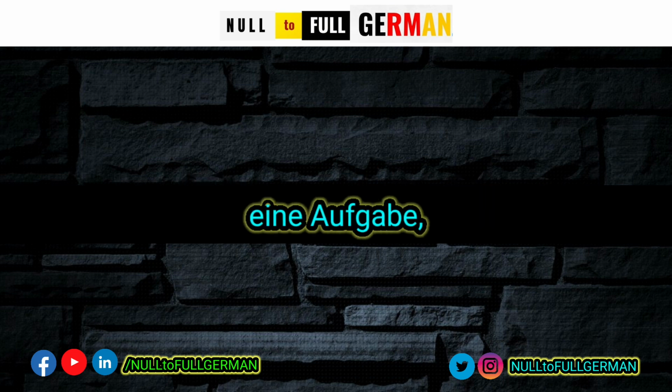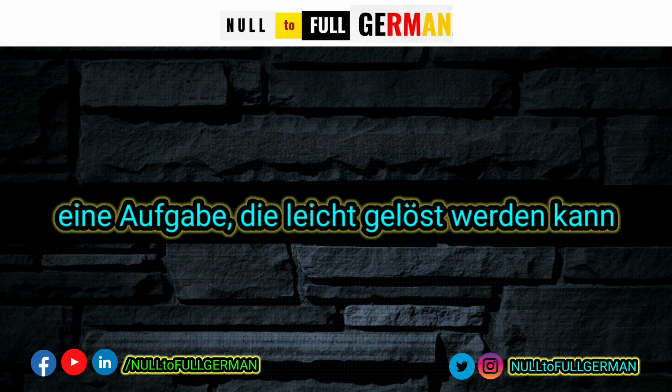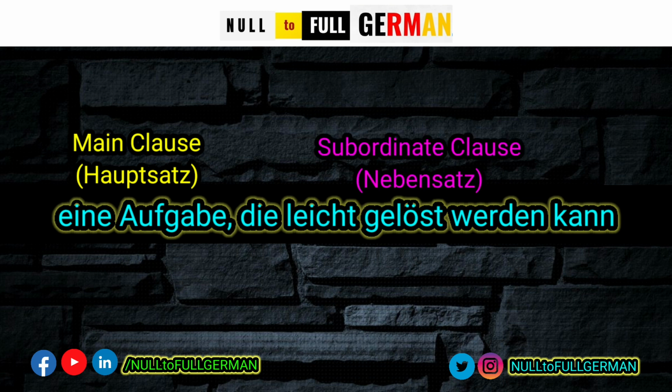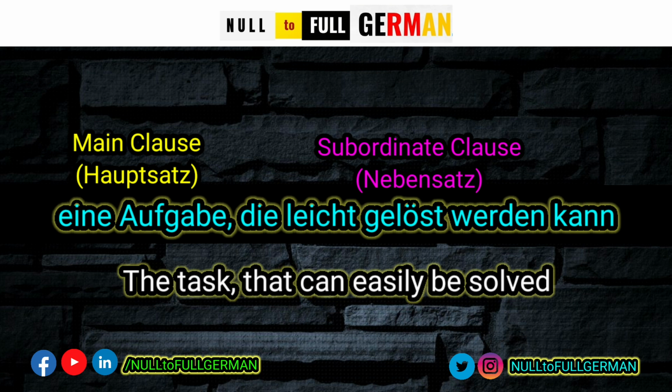So the first example: eine Aufgabe, die leicht gelöst werden kann. Here in this example, we see in the first part eine Aufgabe, which is the main clause, and the information about Aufgabe is given in the subordinate clause, which is die leicht gelöst werden kann. And here it talks about how the task can easily be solved.